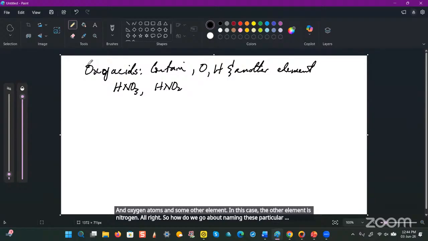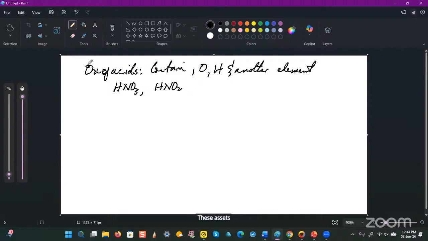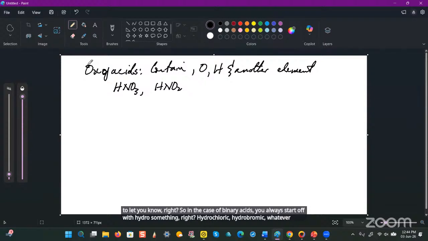Again, I like to start from the corresponding anion, but the rules are a bit different in this particular case. For one, let me just mention from the outset, these acids don't start off with hydro in their names, all right? In the case of binary acids, you always start off with hydro something, hydrochloric, hydrobromic, whatever. In these cases, you're not going to do that.